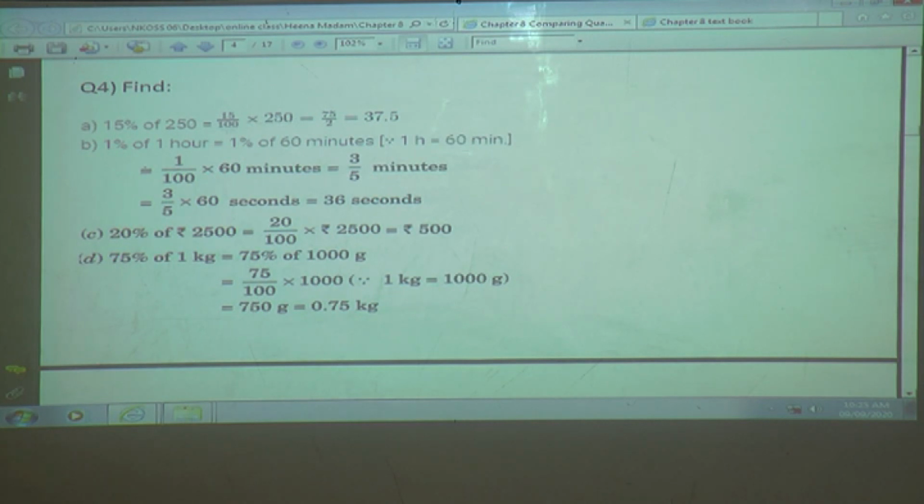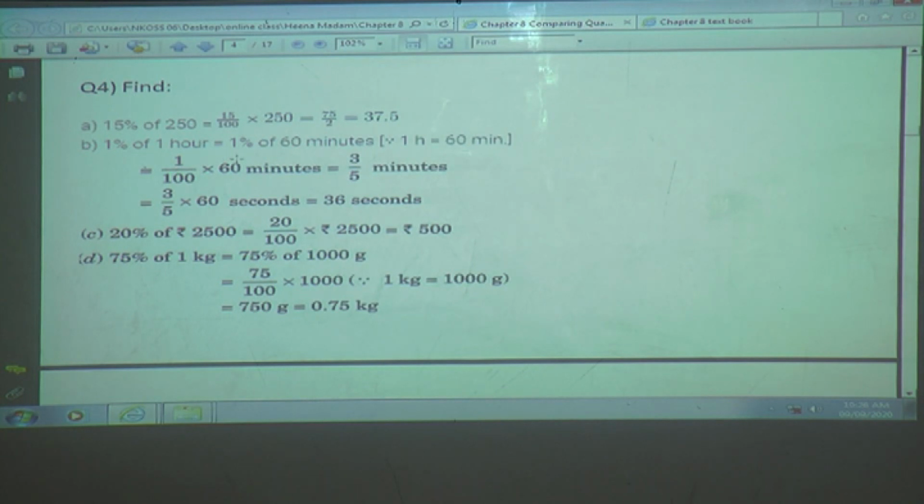Here 0 gets cancelled, 0 gets cancelled. Here 5 2s are 10, so we get 2. Here we can go for 5 5s are 25. So 5 15s are 75 upon 2. What is half of 75? It is 37.5. So if it is given in rupees, 15% of 250 rupees is 37 rupees 50 paise. I gave the example of rupees so it will be easier to understand, because it is a daily life problem.